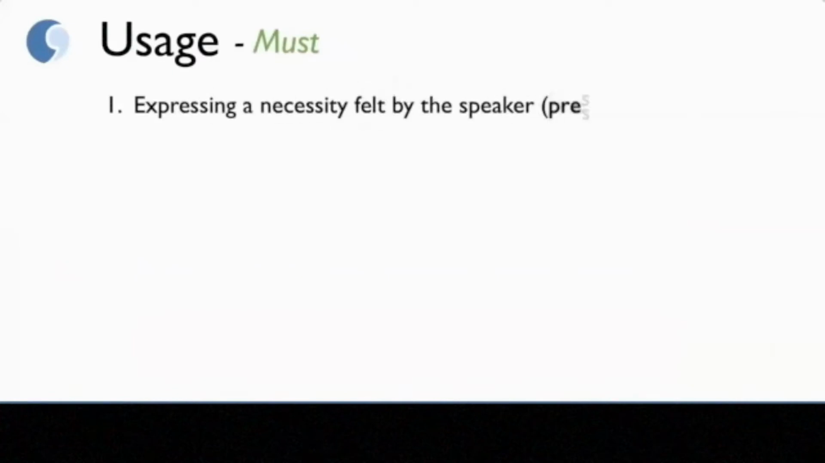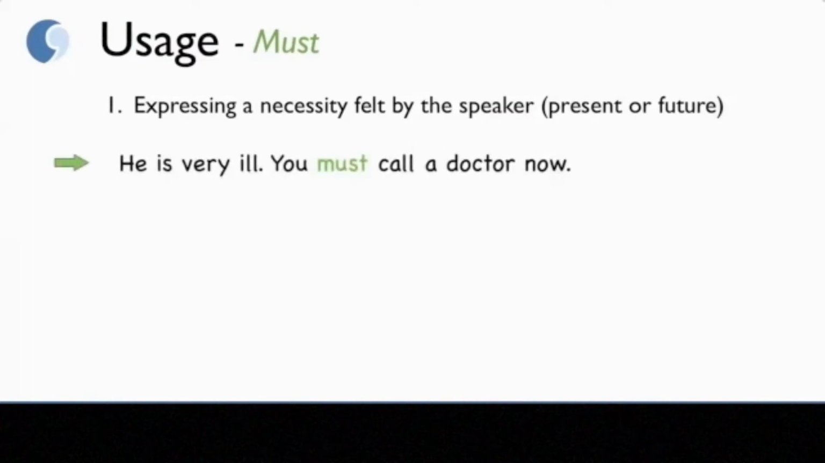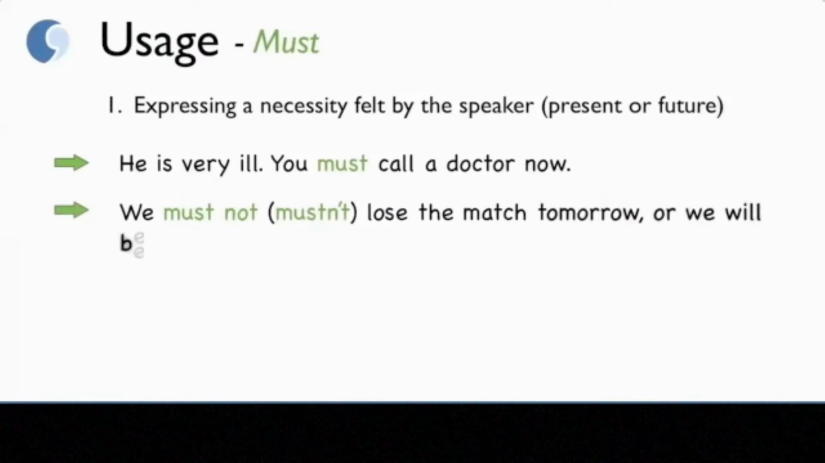Let's move on to must. The first usage is expressing a necessity felt by the speaker. We use must in the present or in the future tense. For example, he is very ill. You must call a doctor now. We must not, or mustn't, lose the match tomorrow, or we will be out of the tournament.